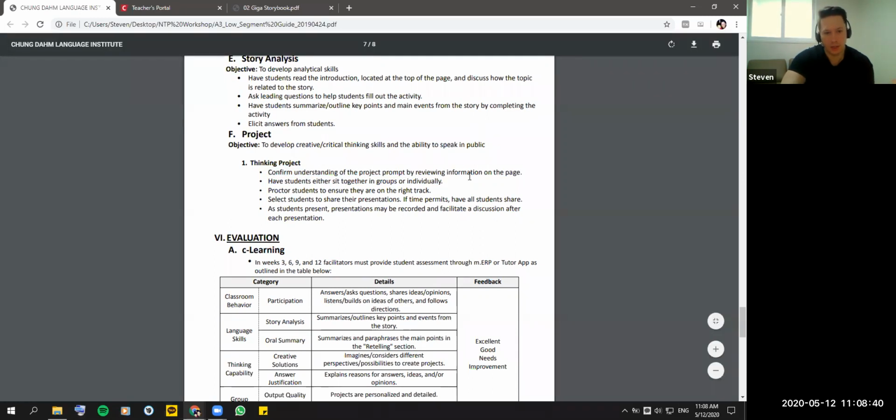They can do it individually or in groups. You proctor them, supervise them, help them as needed. You select students to share what they've done, and then they can be recorded. And you need to give feedback. You can get feedback from other students. What did they do well? What could they improve? Comparable to what you would do in a C2 class.